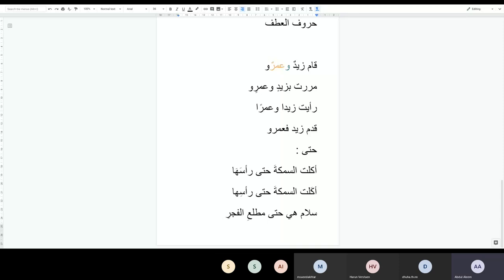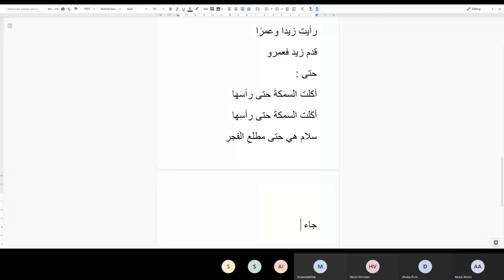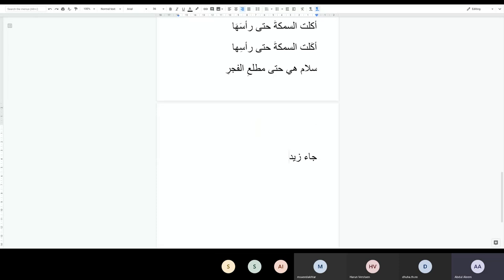So next we have Bab al-Tawqeed. Tawqeed means to emphasize or to corroborate. You want to emphasize the meaning of something. Ja'a Zaydun. Okay, ja'a Zaydun, the meaning is clear. But now you want to make it clearer. If there's any doubt, I said Zayd, you want to emphasize further: it is Zayd himself who came. So that is where we use tawkid in Arabic.